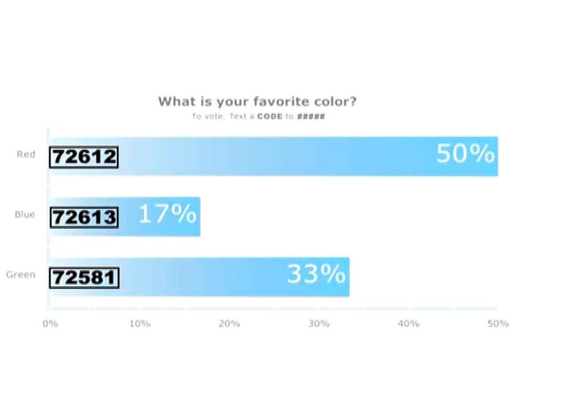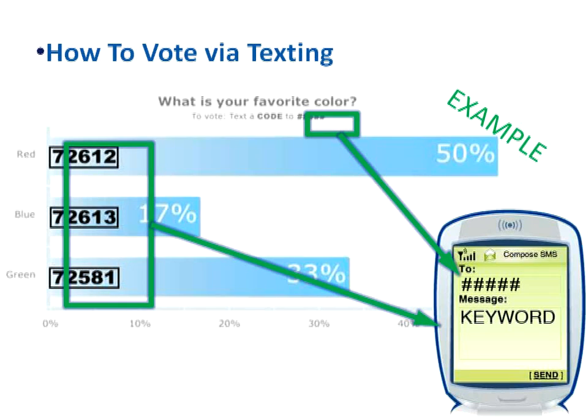Here's a mock-up of a PowerPoint slide showing one of the multiple choice polls. What is your favorite color? The respondents would start a new text message on their cell phone. The recipient would be the code, the 5-digit code shown at the top. And should they choose blue, they would key in 72673 in the message area and then hit send. In a few seconds after the full response is transmitted, a bar graph would display the results.